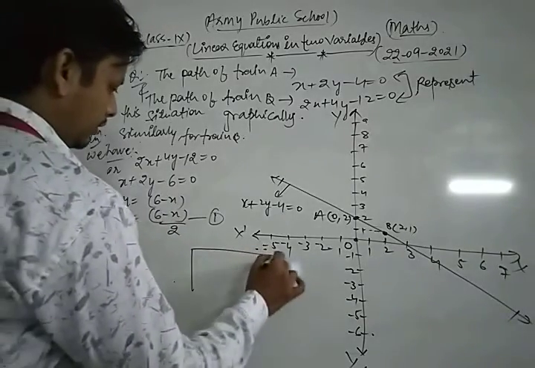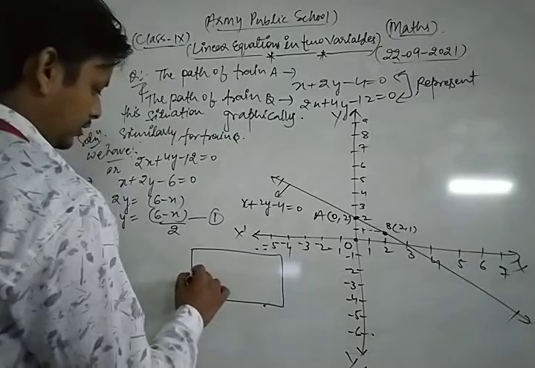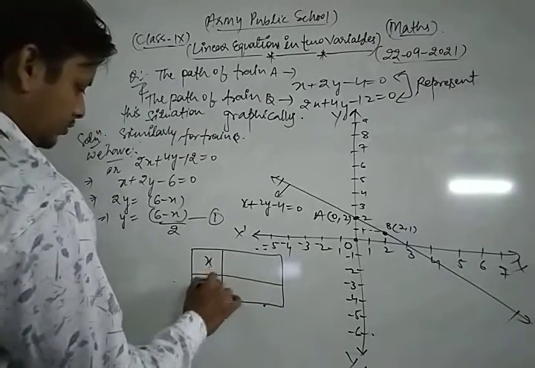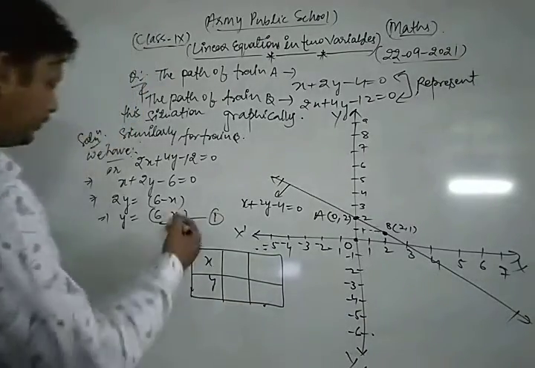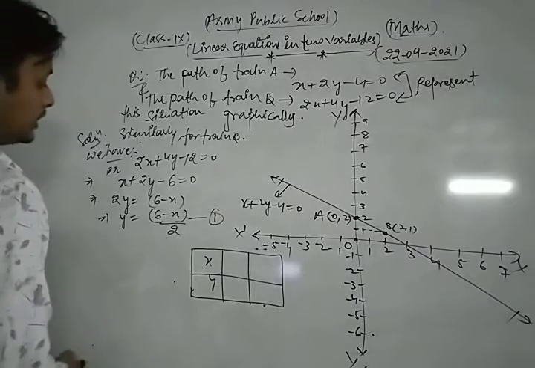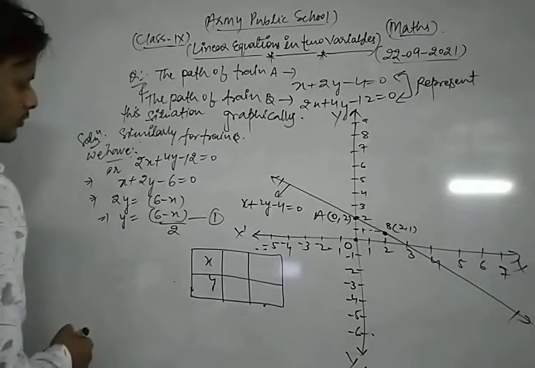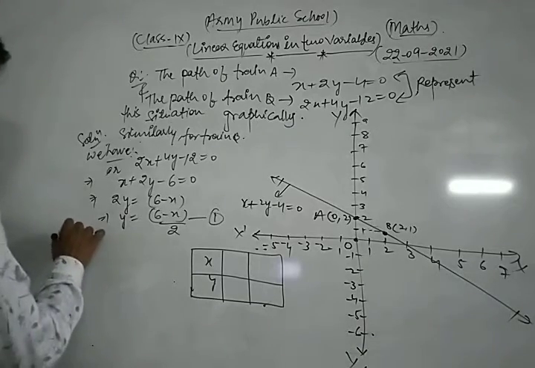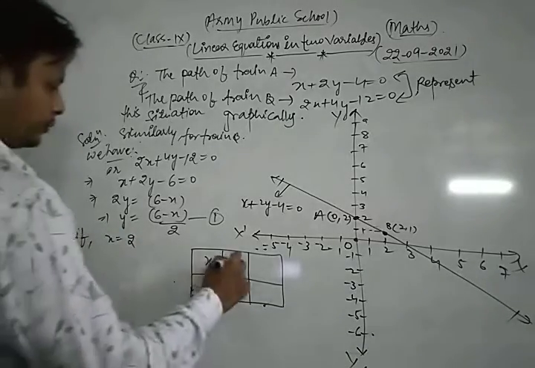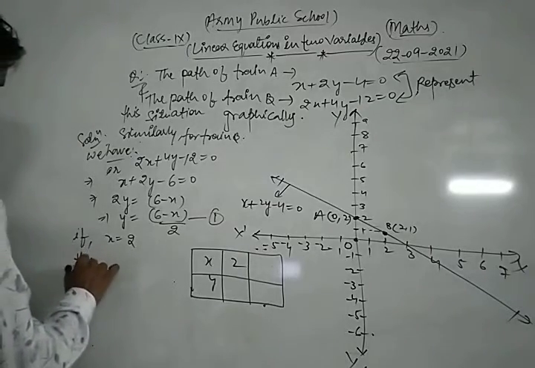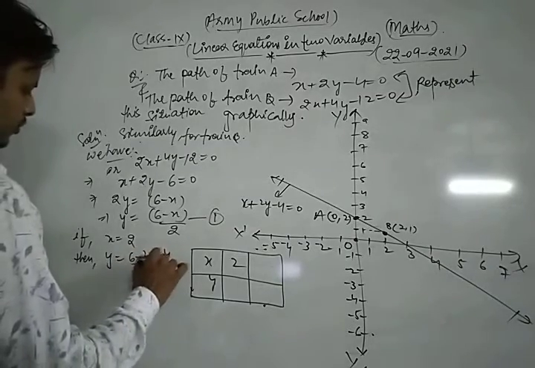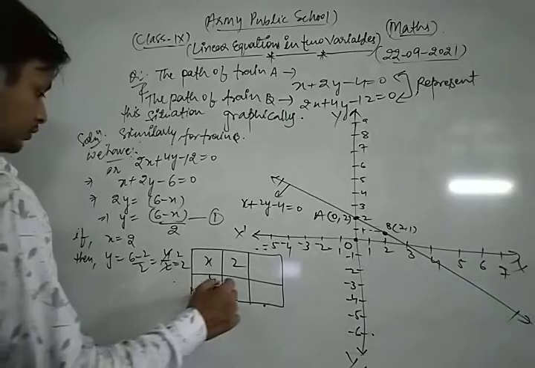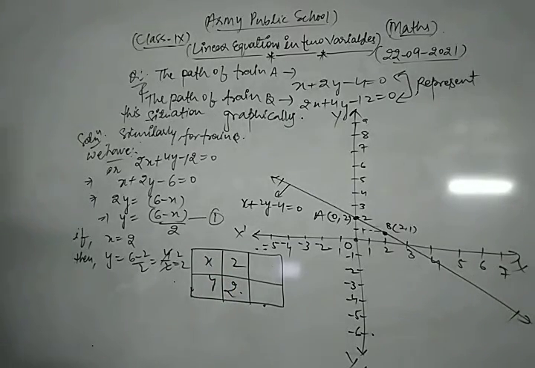Now we draw a table and write x and y. Now we find two coordinates. If you put x equal to 2, then y is equal to (6 minus 2) upon 2, that is 4 upon 2, that is 2. So y is also equal to 2.